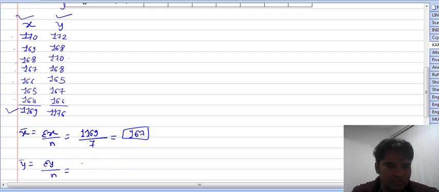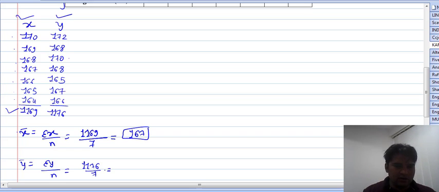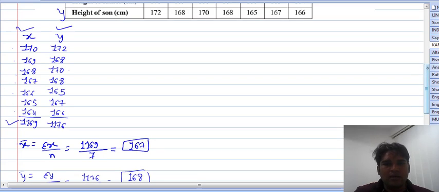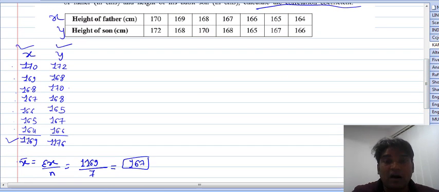So 1176 divided by 7 comes to 168, right? You can see x bar and y bar are integers, that means there is no decimal point, friends. And you can see the values of x and y are big. Now big is a relative term. What, big is a relative term?